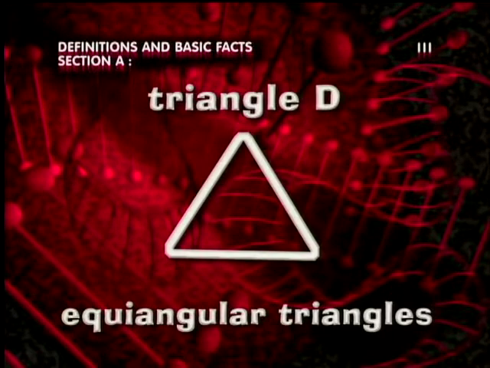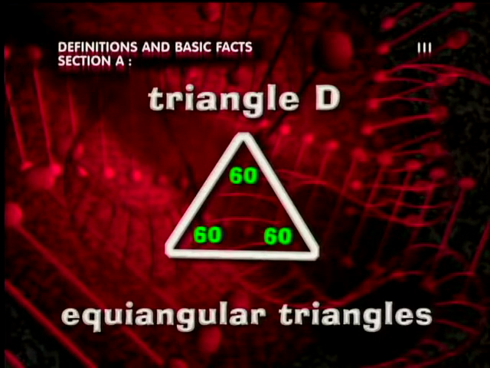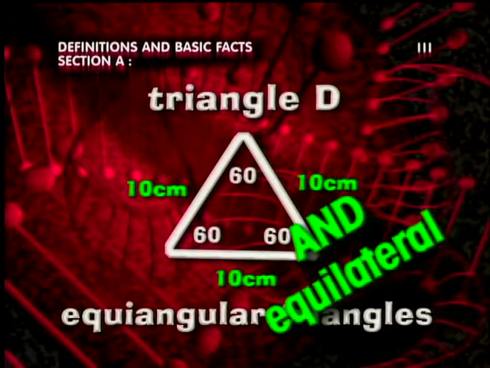There are 4 other ways to classify them by angles. Let's take a look. Equiangular triangles have all 3 angles congruent. In triangle D here, each angle measures 60 degrees. We'll see that all equiangular angles measure 60 degrees. Plus, notice that this is also an equilateral triangle. All equiangular triangles are equilateral, and vice versa.